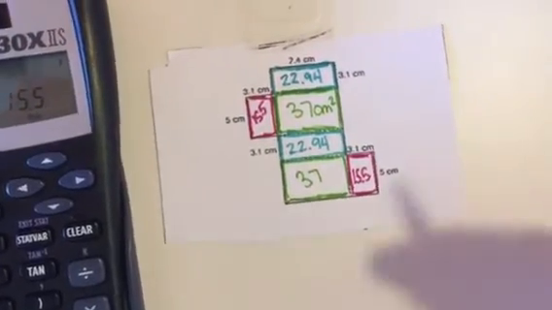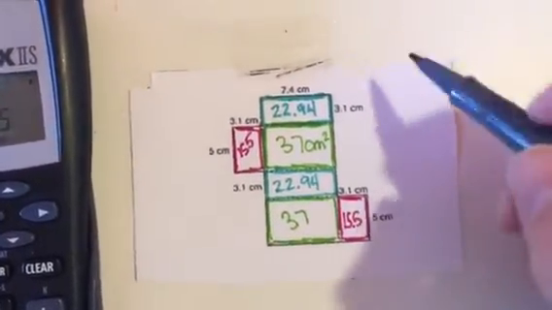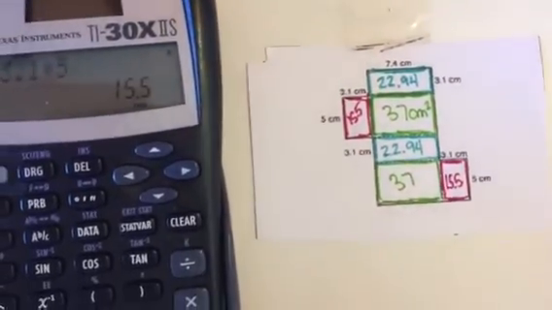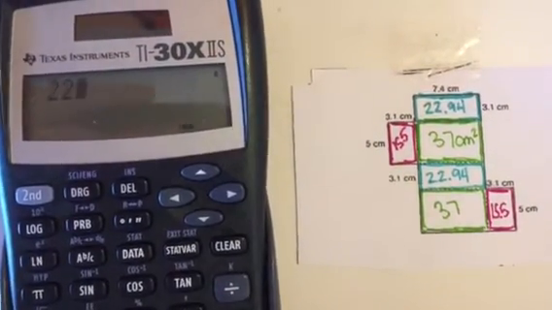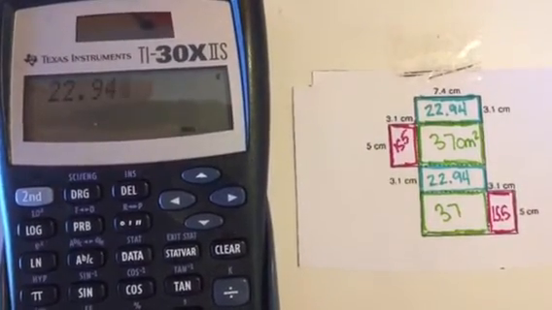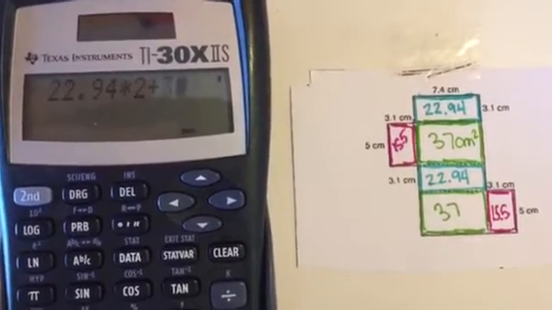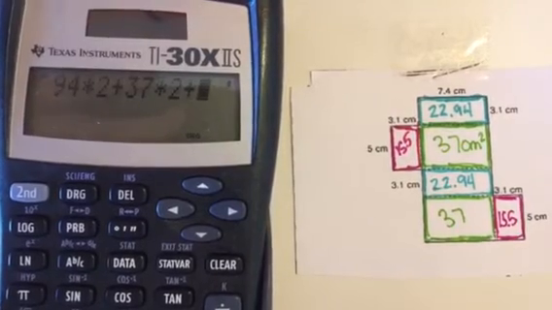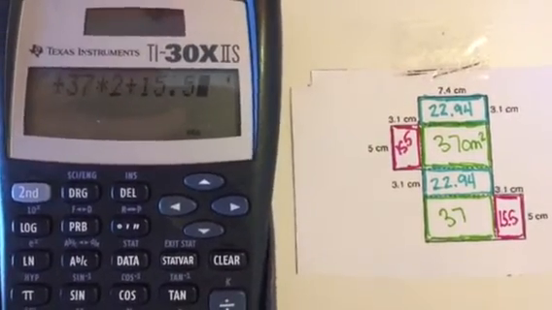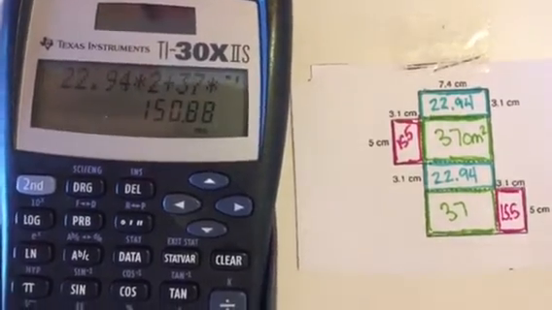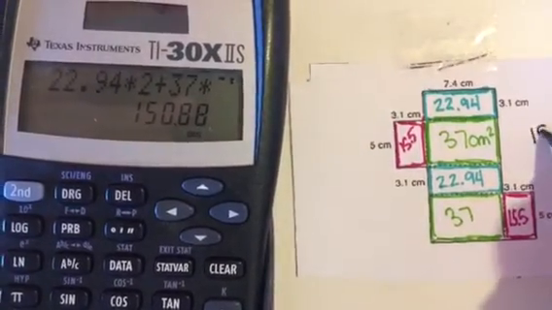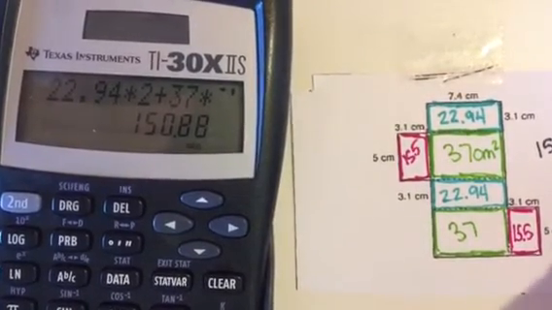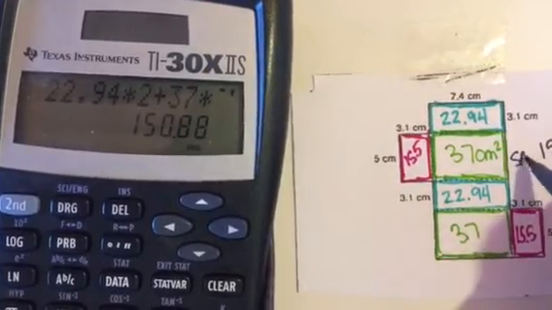My last step is to add the area of all 6 faces. I can do that by hand, or I can use the calculator. So I'm taking two sides that have a measure of 22.94 square centimeters and two faces that have a measure of 37 square centimeters and two faces that have a measure of 15.5 square centimeters. That all adds up to 150.88 square centimeters, and that's my surface area.